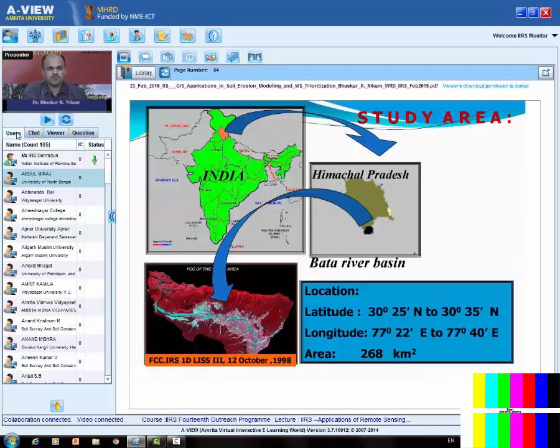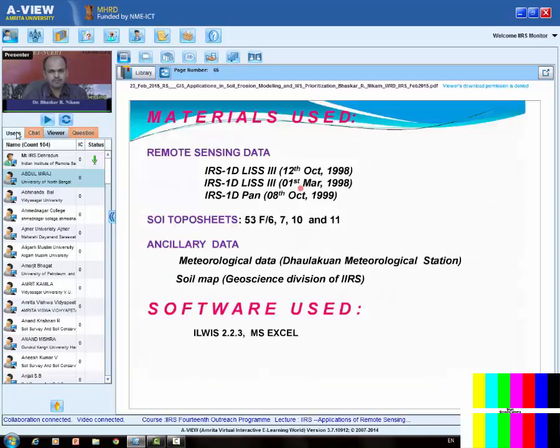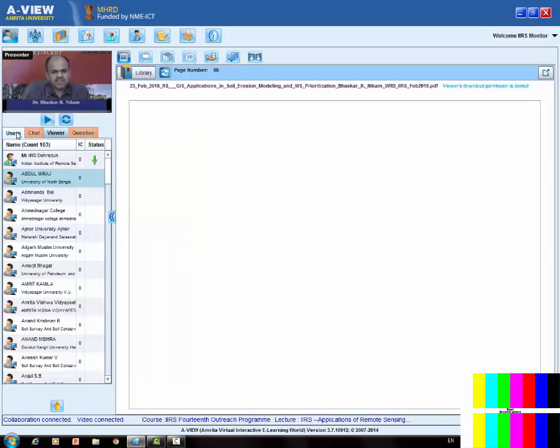We'll try to compare it. We will try to see the case study where MMF was applied through watershed in Himachal Pradesh. It's a sub watershed of Satluj basin. It's a Bata river basin. We have used temporal LISS 3 data and one PAN data also from IRS 1D satellite. Then we have used topo sheet, we have used meteorological data from observatory, we have used soil map. ILWIS was the GIS used here.